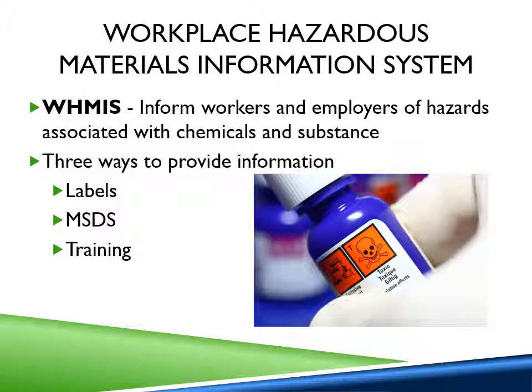Information is provided in 3 ways. Labels must be on the containers of hazardous materials. Material safety data sheets, commonly referred to as MSDS, must be available in the workplace. MSDS provide detailed hazard and precautionary information about the product. The supplier of the hazardous material provides the MSDS to the employer, who in turn must make them available to employees. Finally, the employer must provide all workers with an education or training program.